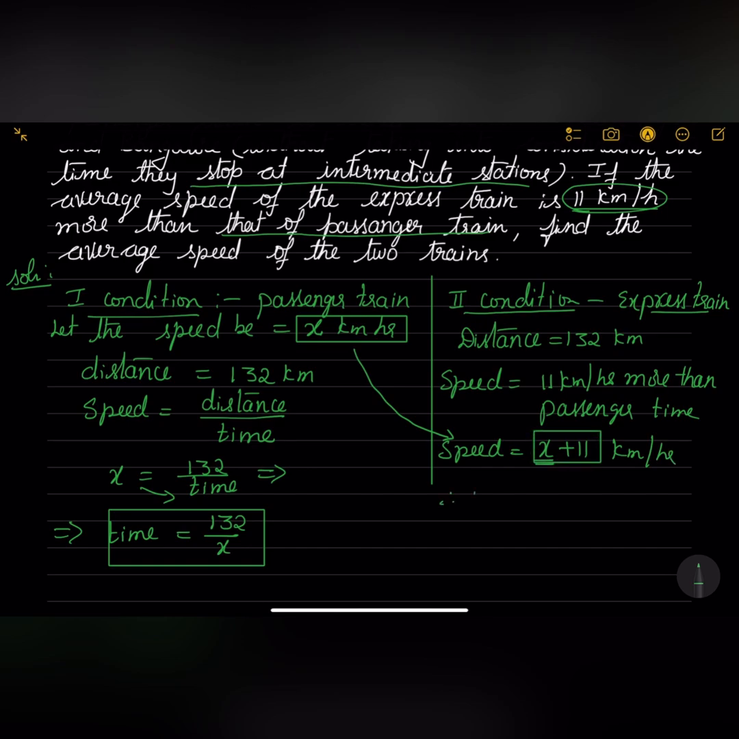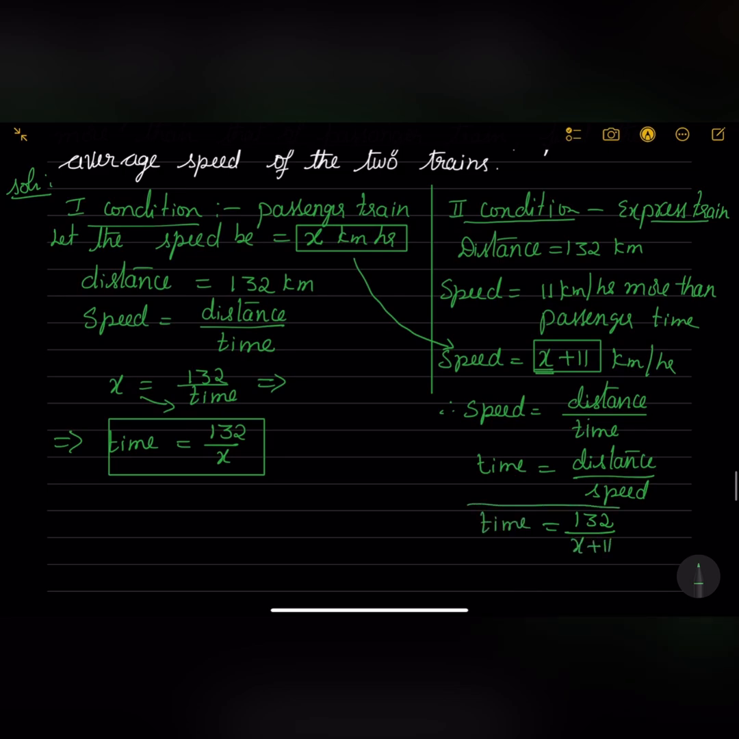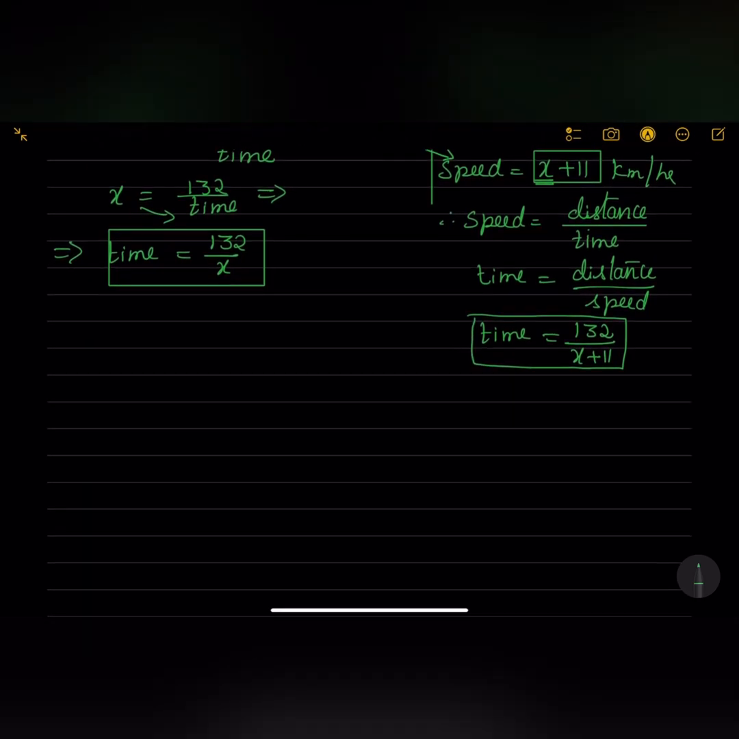Therefore, speed is equal to distance by time, and time will be equal to distance by speed. So distance is 132 kilometers and speed is x plus 11 kilometers per hour. So this is the time. We'll go for the third condition, what they have given for us.